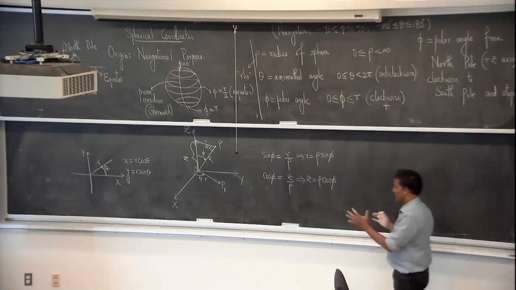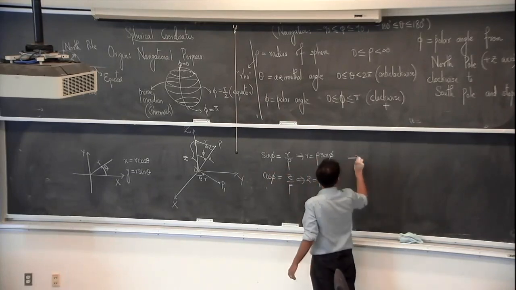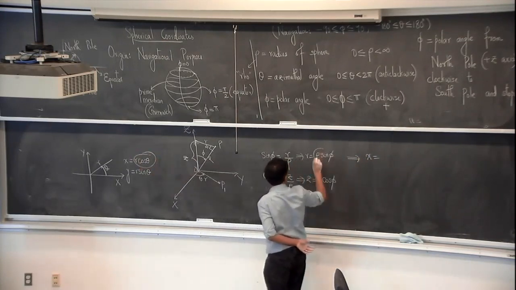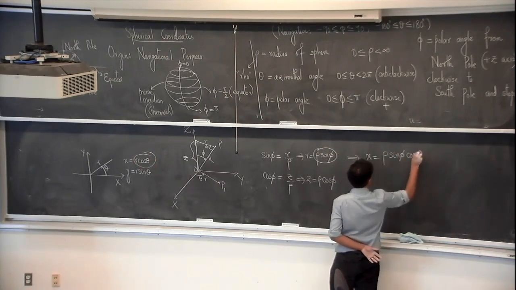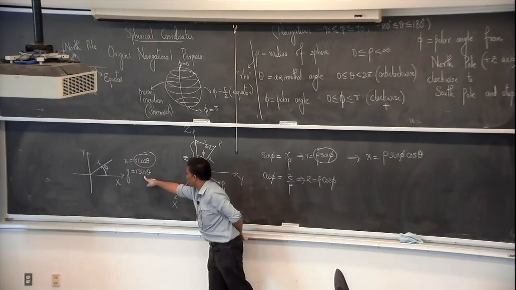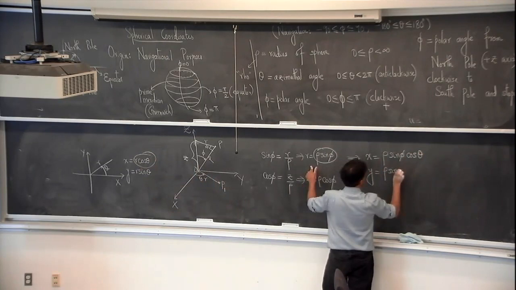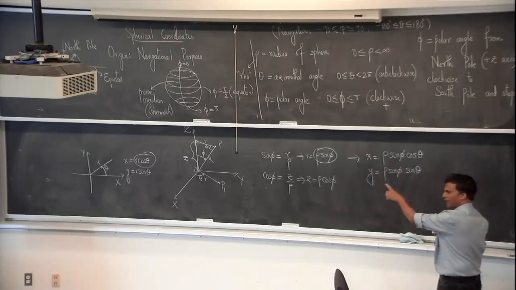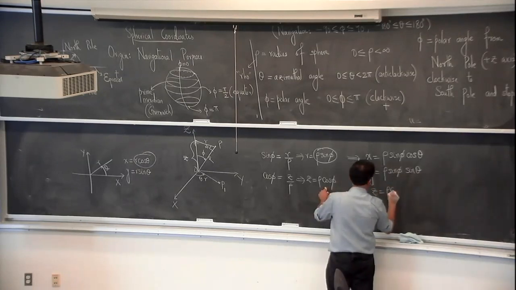Okay, so now we can convert everything in terms of x, y, z into rho, theta, phi. So x would be r cosine theta, r is rho sine phi, so it's rho sine phi cosine theta. y is r sine theta, which is going to be rho sine phi sine theta. So just plugging in. Now we have completely transformed ourselves from rectangular to spherical coordinates. And z is rho cosine phi.